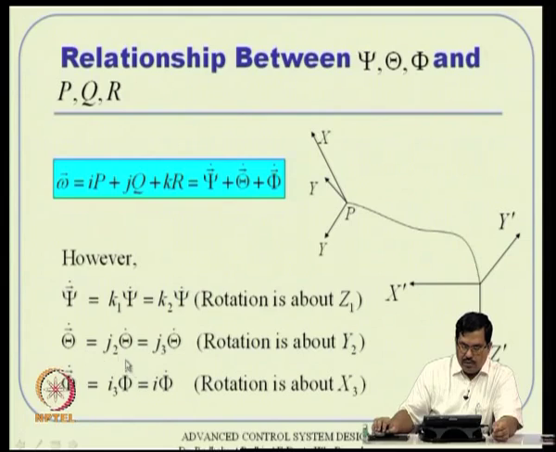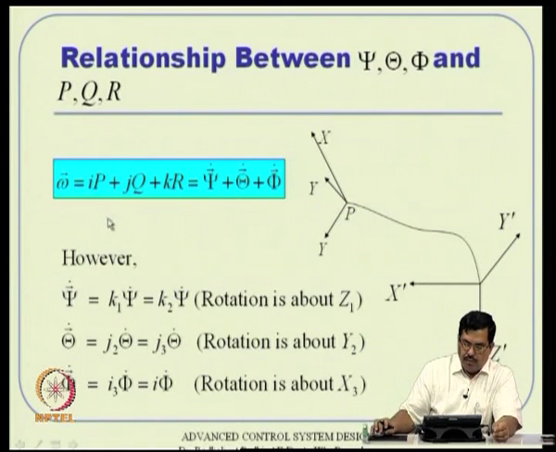Similarly, theta dot is essentially j2, because that is the second operation. So this theta bar dot is nothing but j2 times theta dot, which is also equal to j3 times theta dot, because that is the rotation about y2 now. And similarly, phi dot is like this, a rotation about x3. Alright, so this is how the vectorial notation can be decomposed. Now, we have to simplify this k2, i3, j3, all these things, put it in a single framework and see the relationship between them.